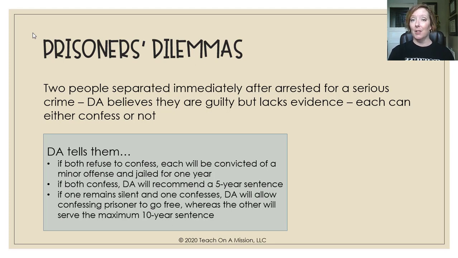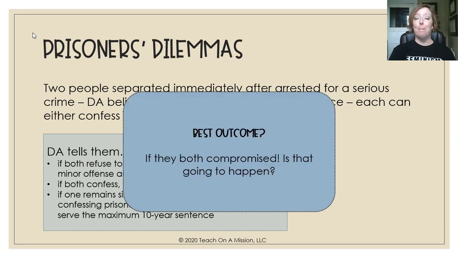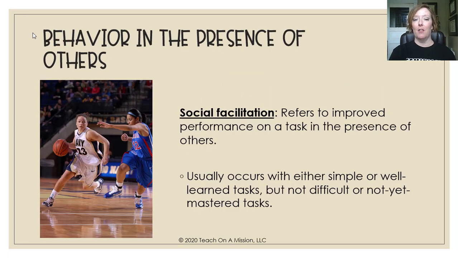So this is a real dilemma. What do you do? The best outcome is if they both compromised, but is that going to happen? Usually not. Usually someone's going to roll over on someone. That's what they say. Let's talk about behavior in the presence of others. There are a couple of different ways that this could go.